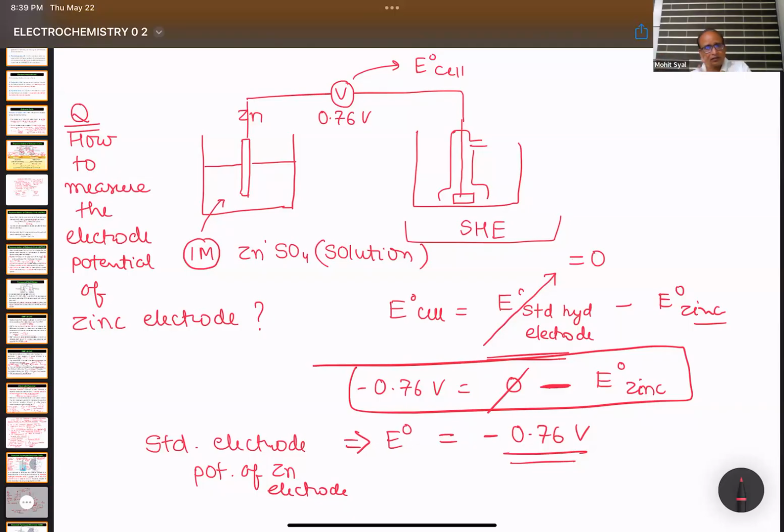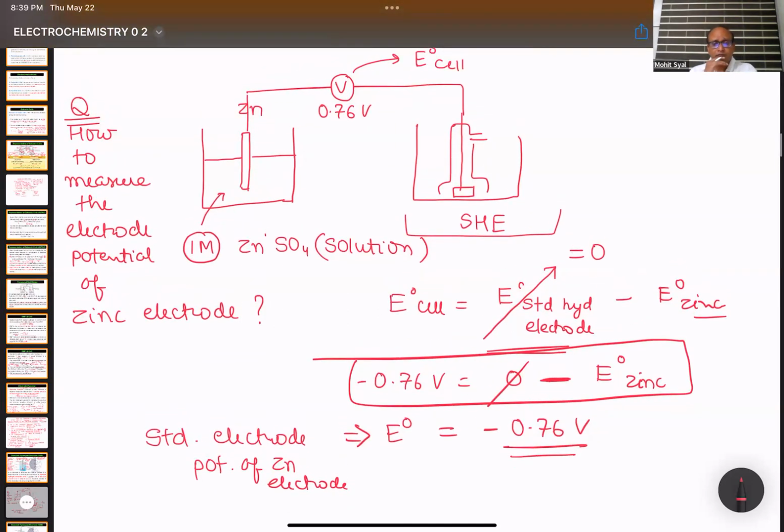We have to flow the current. If the current doesn't flow, we can't measure the voltage or EMF. Got it? And so we need to connect it to some other electrode. And what is that other electrode? That is the standard hydrogen electrode.